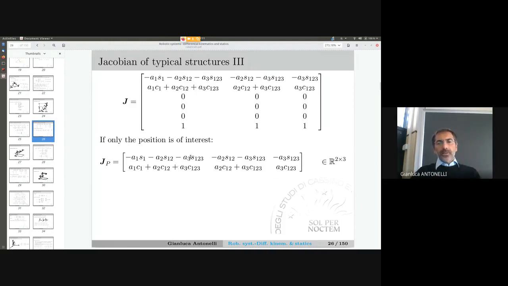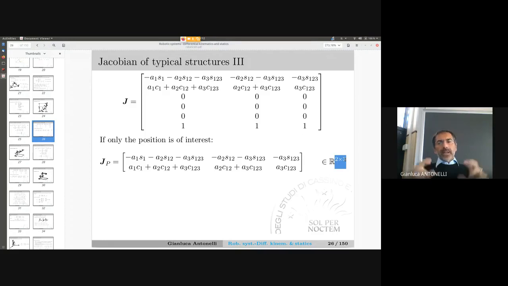I should also start considering the fact that I have a Jacobian with more columns than lines. If I'm only interested in moving the robot on a plane, I don't care about the orientation. I should start thinking that I do have three joints, but I need to compose only a velocity of two components because the direction going out of the plane is not involved. So more degrees of freedom of the structure than the dimension of the task.